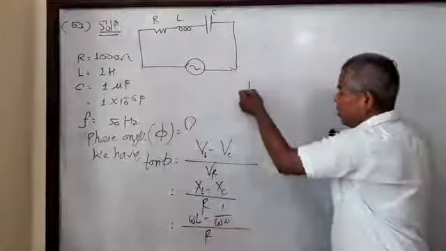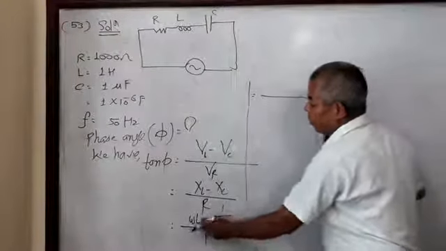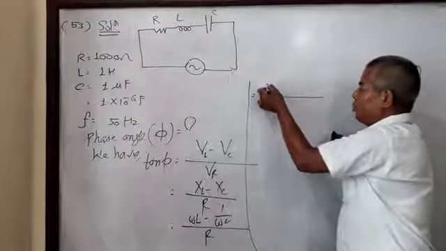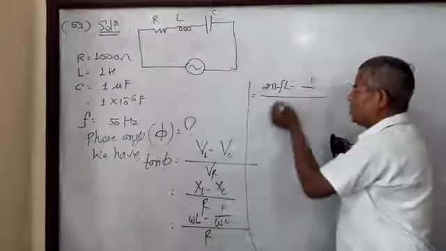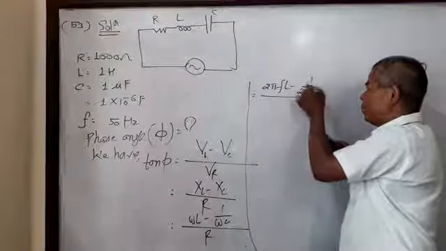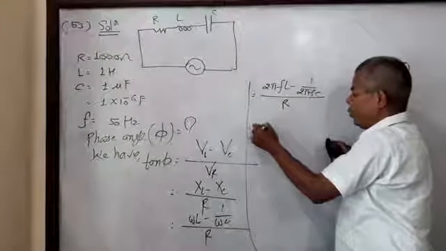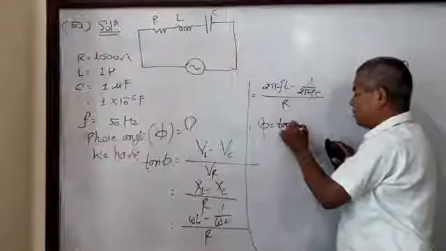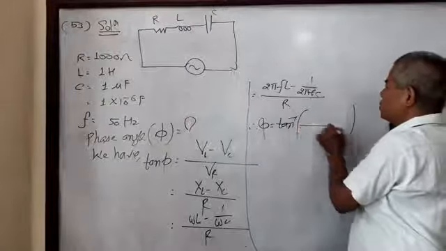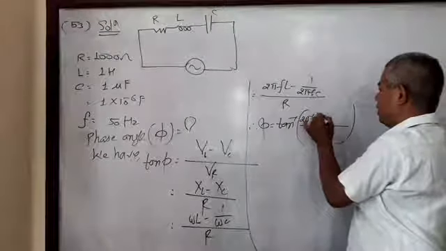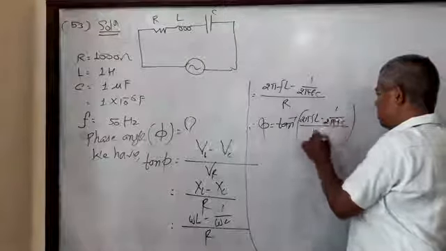Now here omega is replaced by 2 into pi into F into L, and omega is also replaced by 2 into pi into F into C, 2 into pi into FC, divided by R. Therefore phi is equal to tan inverse of 2 into pi into F into L minus 1 divided by 2 pi into F into C, divided by R.